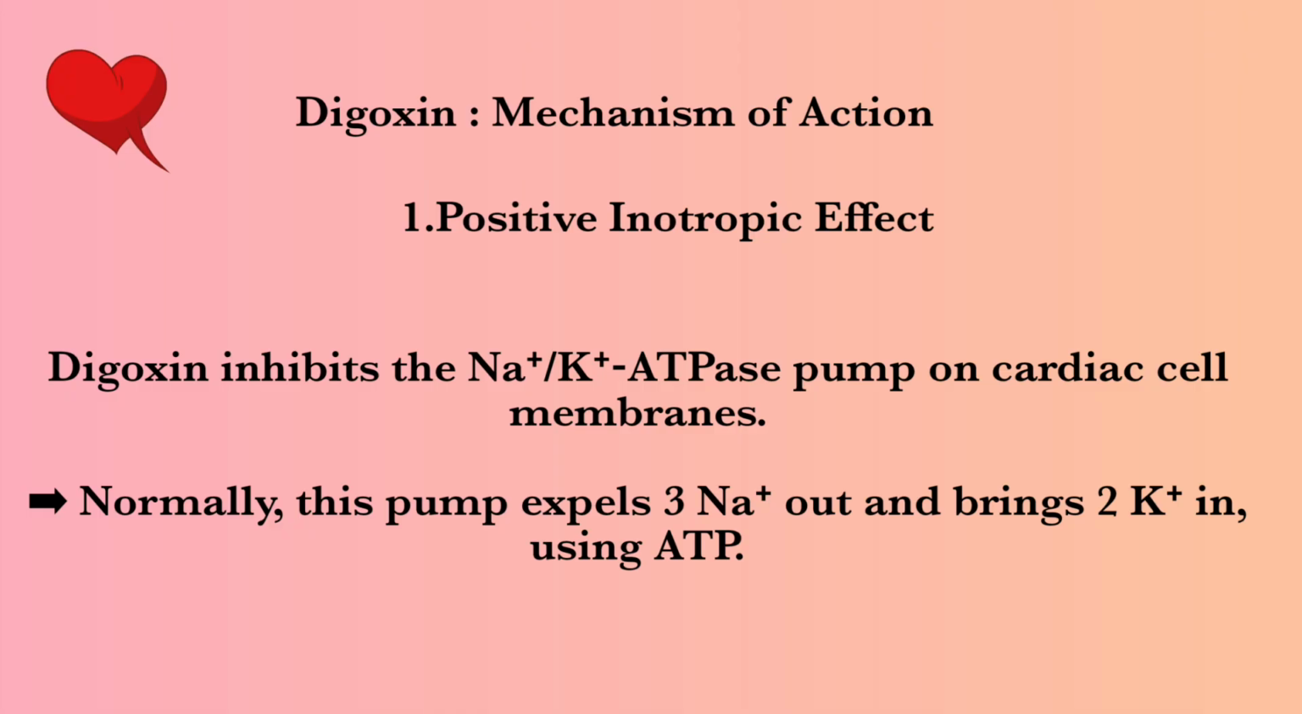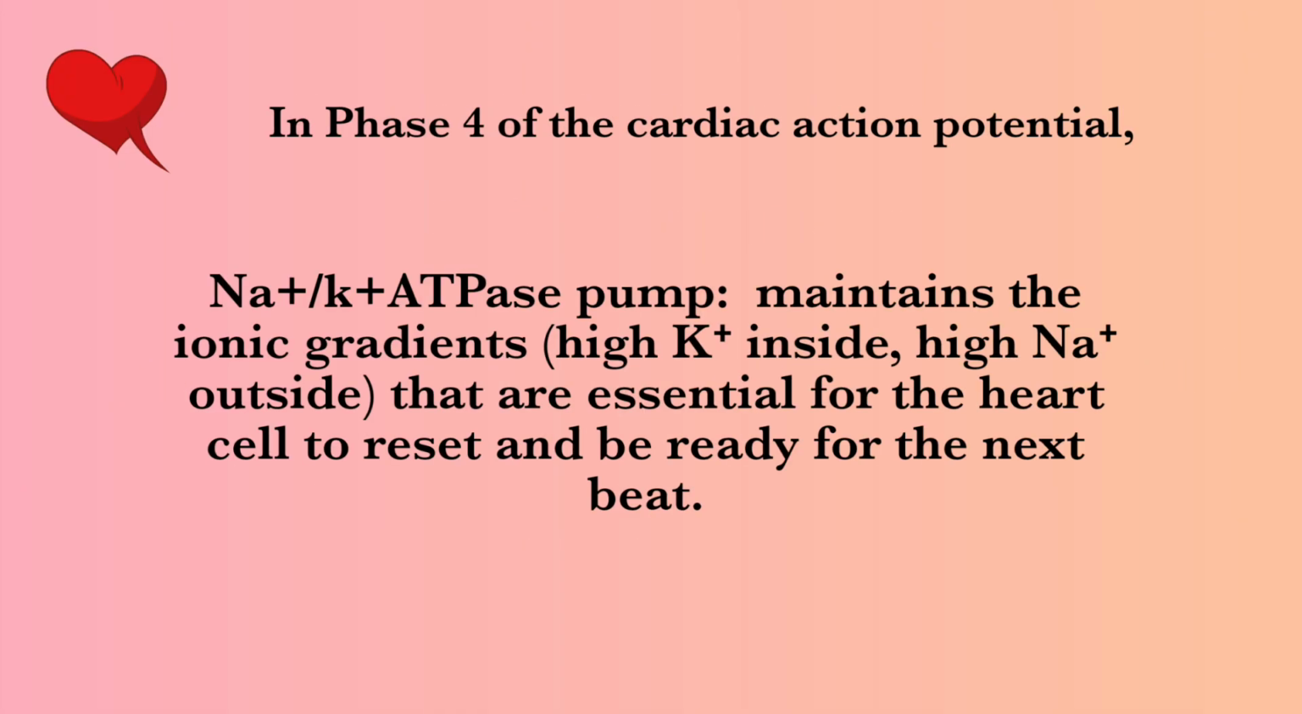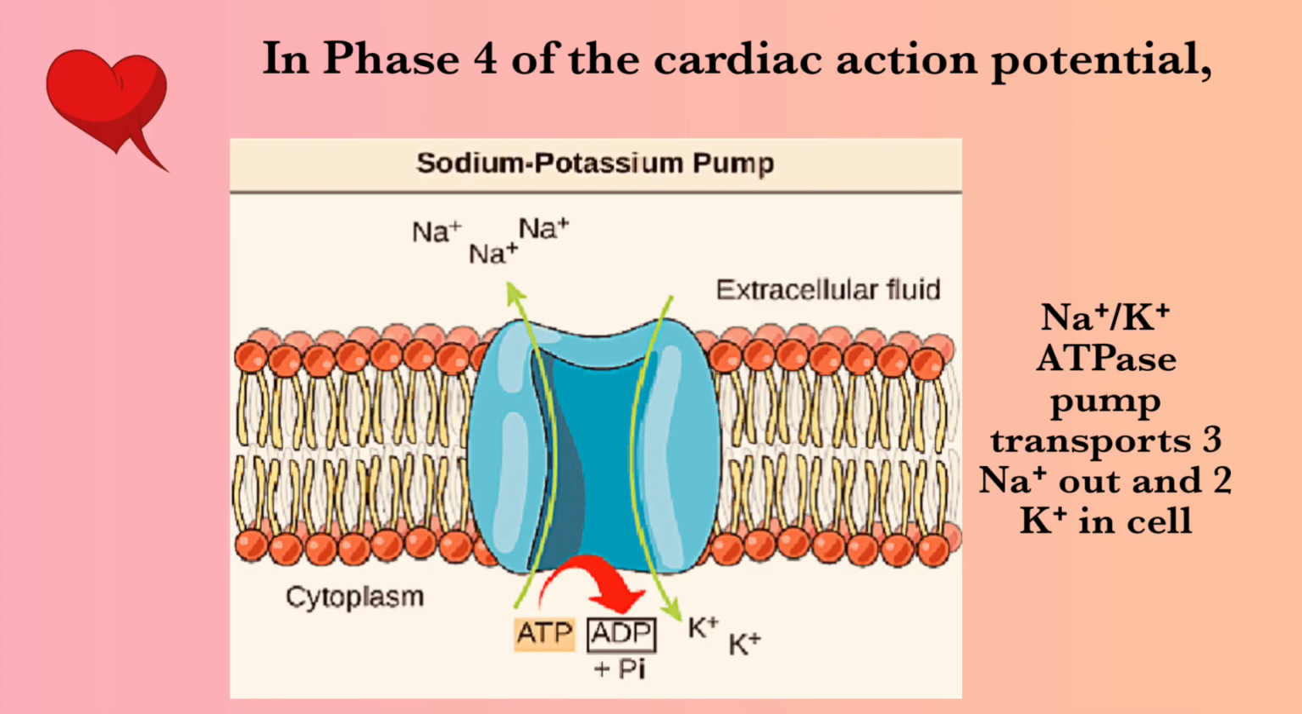In positive inotropic effect, digoxin inhibits the sodium-potassium ATPase pump in phase 4 of the cardiac action potential. Normally, in every cycle, this pump expels 3 sodium out from the cell and brings 2 potassium inside using ATP to maintain the electrochemical gradient in heart cells, which is essential for the heart to rest and prepare for the next heartbeat. You can see a diagram of the sodium-potassium ATPase pump on screen for your better understanding.